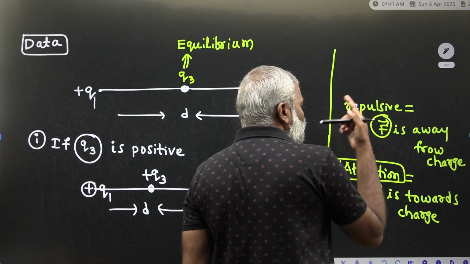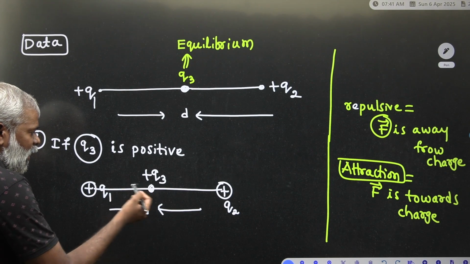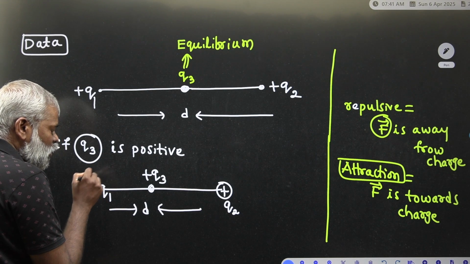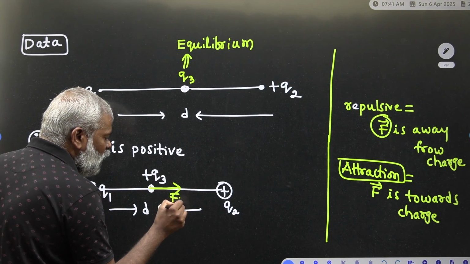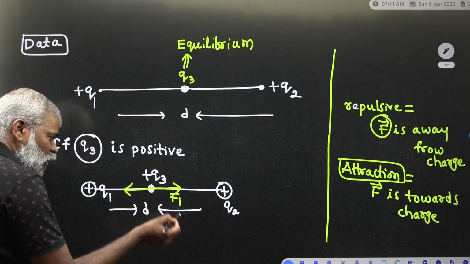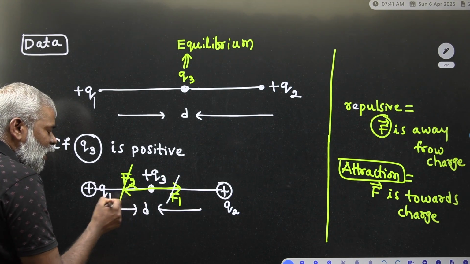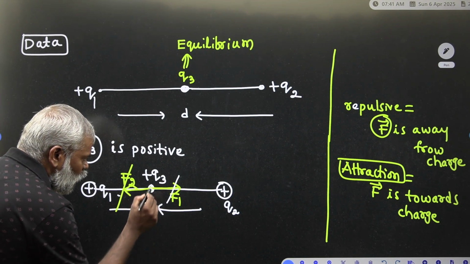Whether it may be a repulsive force, that force is away from the charge. These are two point charges. The force on Q3 due to Q1 is F1 in this direction. That force is due to Q2, that force is F2. Therefore F1 and F2 are equal, so Q3 is in equilibrium.